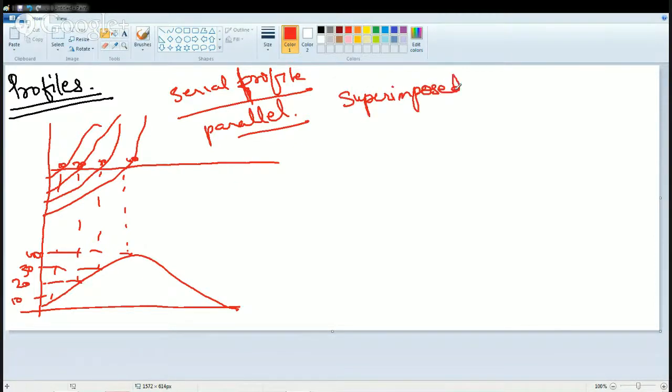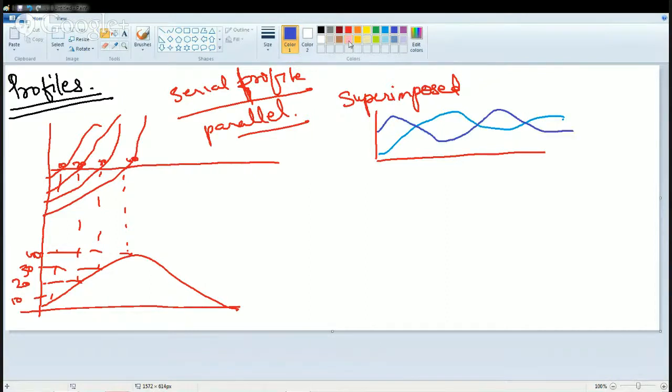What would happen in a superimposed profile? Supposedly there are 4 different mountains that we are talking about and I have to draw those. So this is the line for the first one. This is the line for the second one. This is the third. And this is the fourth. So all 4 would be drawn on a single sketch of paper and they would be overlapped one after the other. So that is what is superimposed.